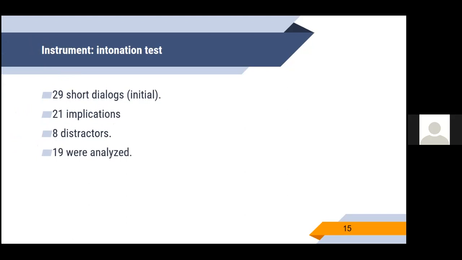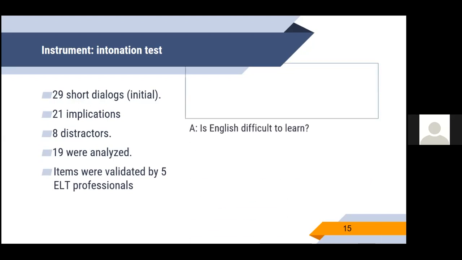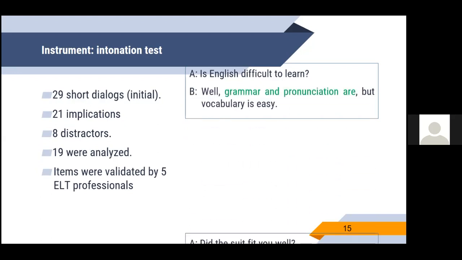Now, I had 21 implications, but only 19 of these were analyzed because for 2 of the participants, there was some missing data. Now, the series of implications and the distractors were submitted to 5 ELT professionals. All of them had a master's degree. And here are some examples of the short dialogues I used.